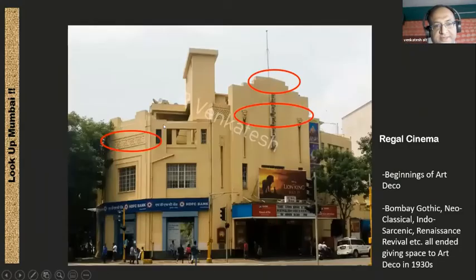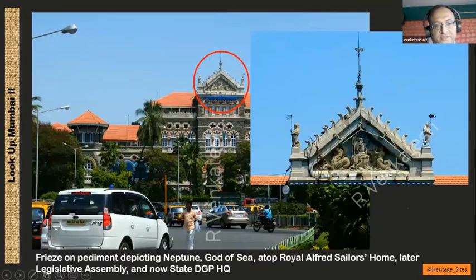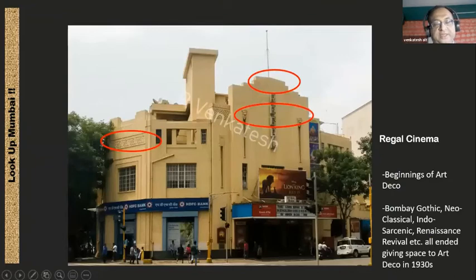Okay. Then let me go to Regal. Regal becomes very, very important as a harbinger of new age architecture. Art Deco name was not given in those days. The Art Deco name comes in the 1960s. Those days it was just modern architecture.